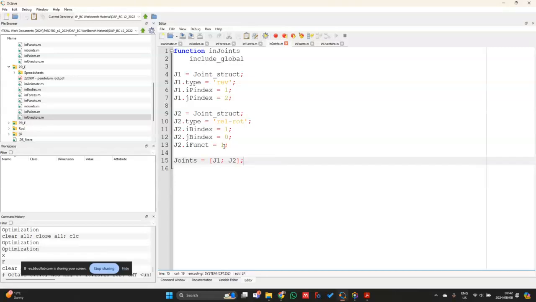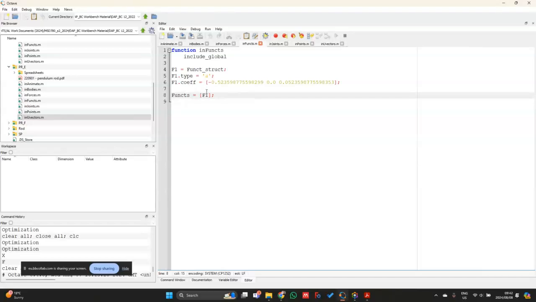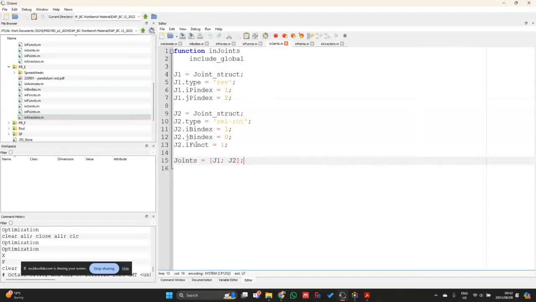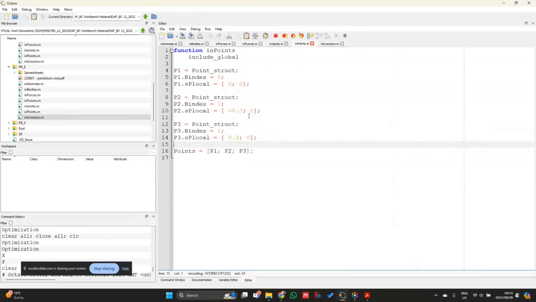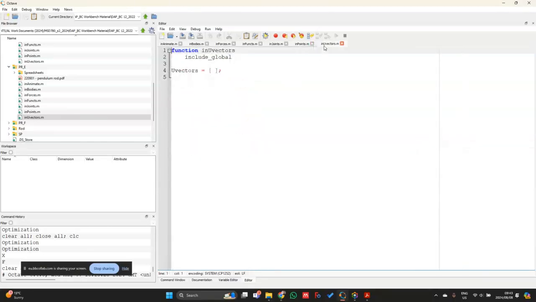So now I just have to go and call the actual function that I specified. And in my case, I only have a single function, f1, so its index over here is just 1. And once I did all of that, I just combine it in my joints list over here. So endpoints will remain exactly the same. I have point 1, 2, and 3, which I specified previously as well. And my in-u vectors is still an open vector over here, so I don't have to worry about any.